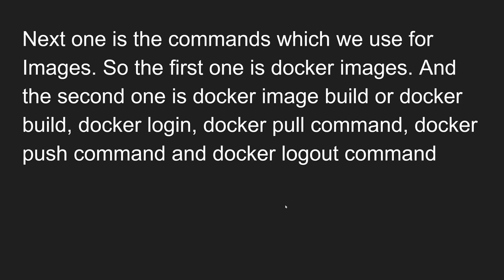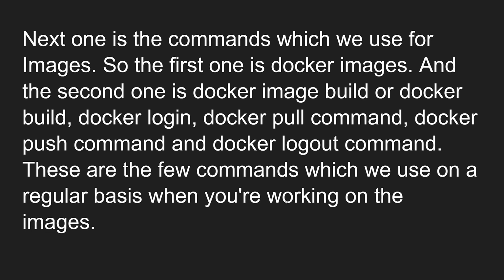Next one is the commands which we use for images. The first one in Docker is docker images. If you type docker images, it will give you all the images which are available. The second one is docker image build or docker build. Docker image build is the latest command and docker build is the old command. This is used for building the image, which we will see afterwards. Then docker login, docker pull, docker push, and docker logout. These are the different commands which are available for Docker images.